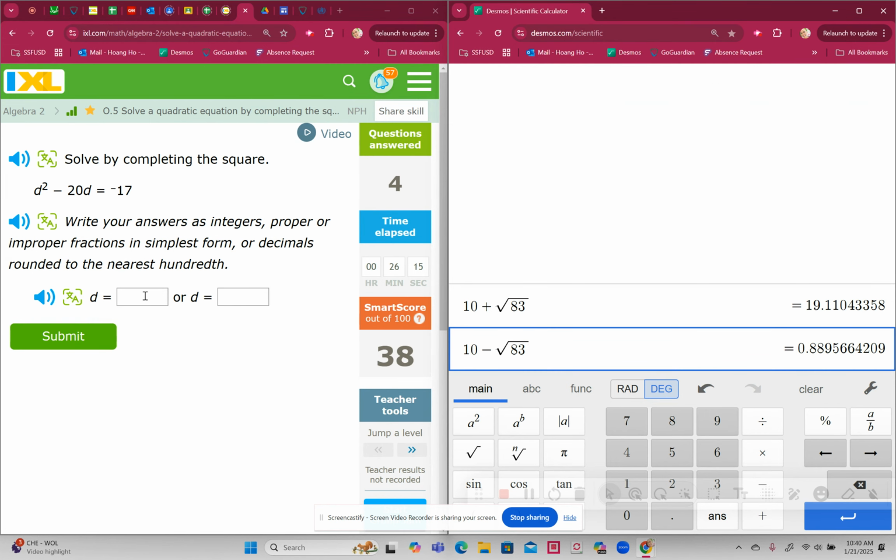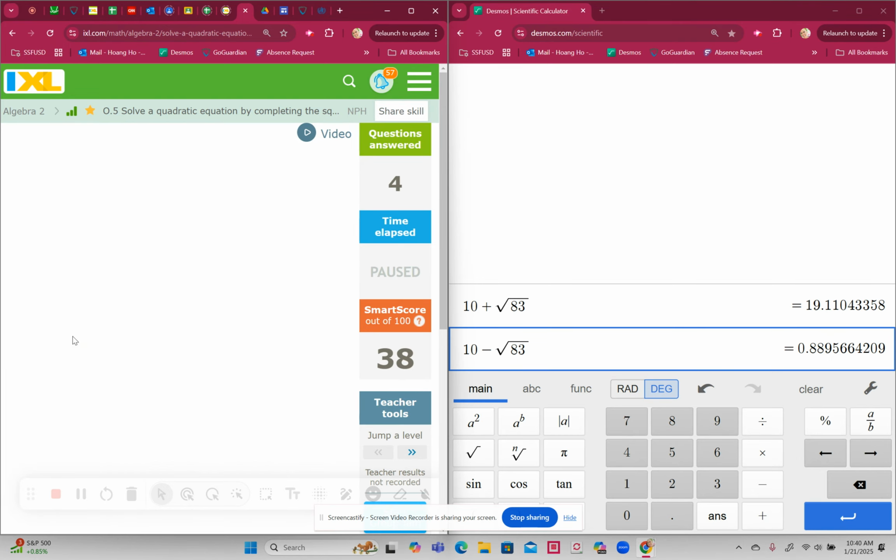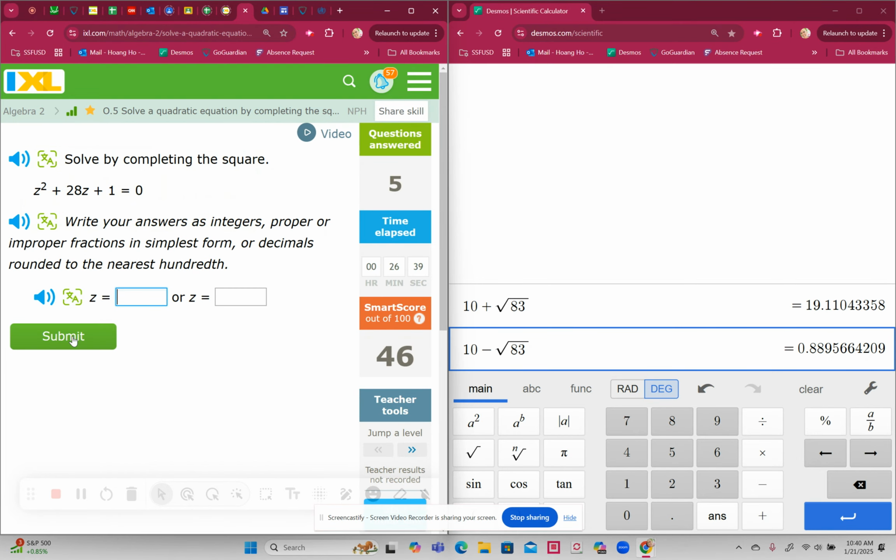Can you give me the first answer, Brian Chan? 19.11. Okay, what's the second one? Incorrect. 0.89, because after the 8 is a number 9, so then you have to round up. Okay, that's it. Submit. It said wonderful.